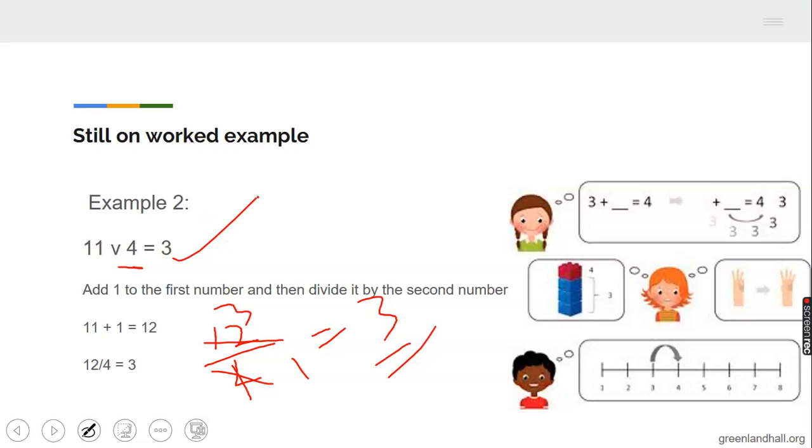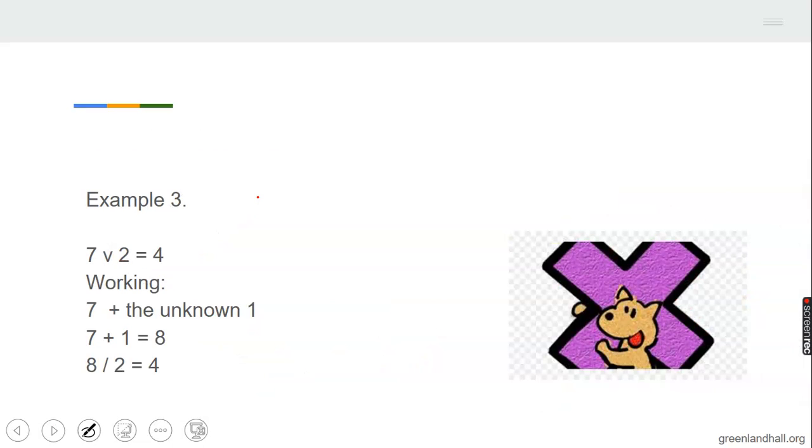Are you still with me? Do you get it to this level that I am? Are you sure you're coming along with me? Okay, that's very good. Now let's go to another worked example. This time around, I have 7v2 equals 4. How do we do it?